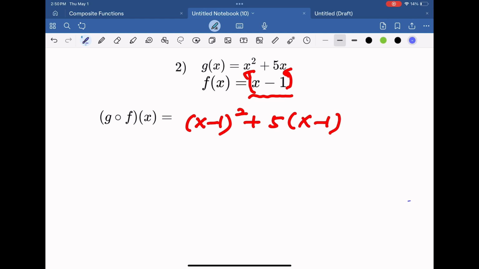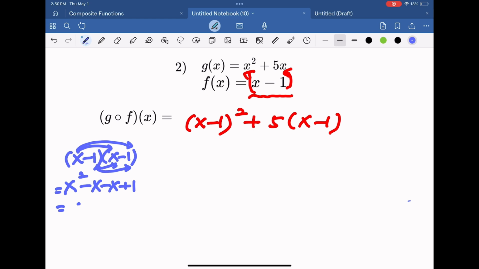I'm going to expand (x minus 1) squared on the side. x minus 1 times x minus 1. x times x is x squared, x times negative 1 is minus x. And negative 1 times x is negative x, negative 1 times negative 1 is plus 1. Let's combine: x squared minus 2x plus 1. So (x minus 1) squared is x squared minus 2x plus 1.